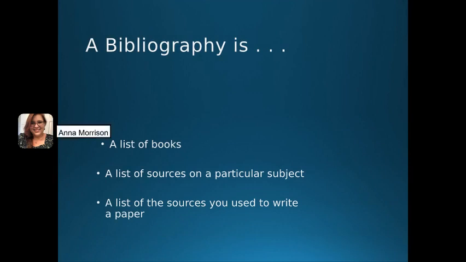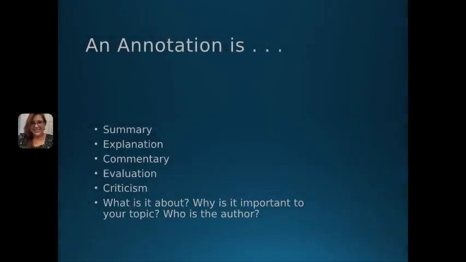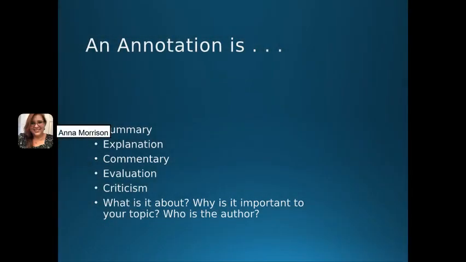A bibliography is a list of books or sources that you use to write a paper. An annotation is a summary, explanation, commentary, evaluation, and criticism regarding those sources. What are they about? Why are they important to your topic? Who is the author? Why is the author qualified to speak on this subject?